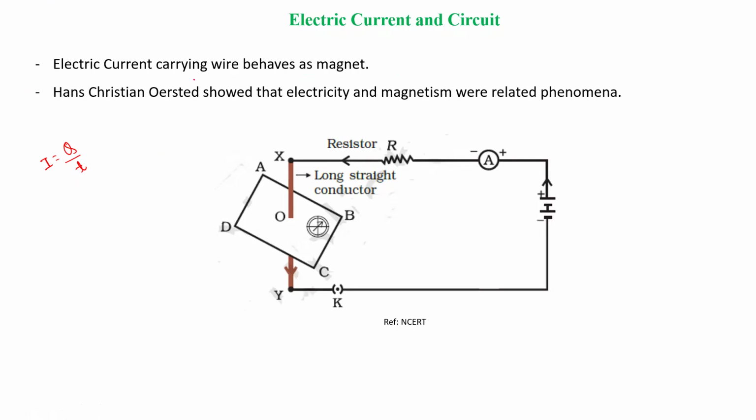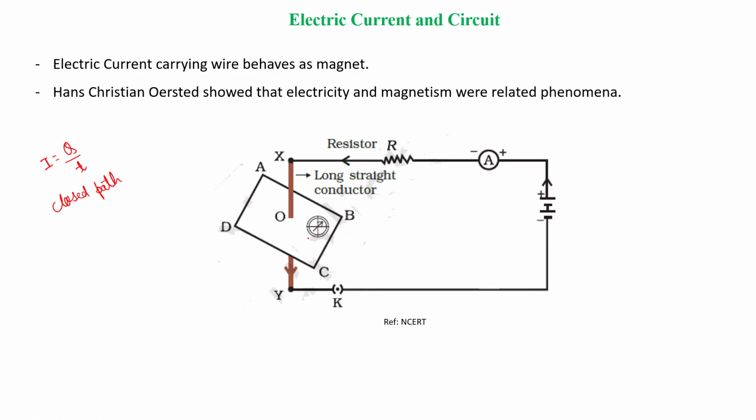Already we have seen the definition of a circuit previously in electricity. So what is a circuit? A circuit is a closed path through which current flows.